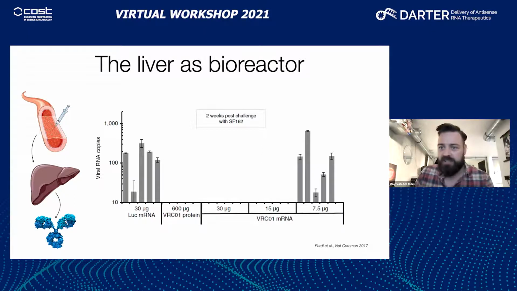if you challenge these humanized mice with SF162, which is a version of the HIV virus, you can see that in the higher doses of these lipid nanoparticles that were given before, it completely protects them from viral infection to a similar level as giving the antibodies itself. So that's really a nice strategy for this, but you can also think of enzyme replacement therapy, for example, to treat people with hemophilia or metabolic disorders.